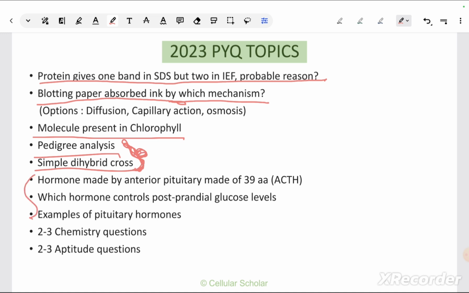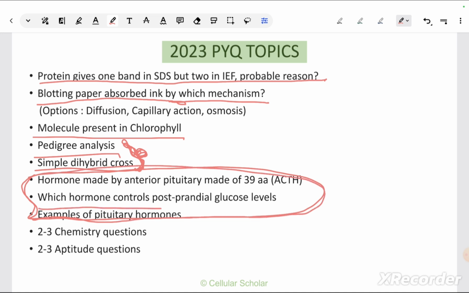Now these three questions are from the hormones part. You should study hormones because they tend to ask questions from hormones, and they have repeated this particular question in this year's monsoon paper as well. Which hormone controls postprandial glucose level? So the answer was GLP-1, or glucagon-like peptide 1. Again, 2-3 questions were from chemistry and 2-3 were from aptitude.